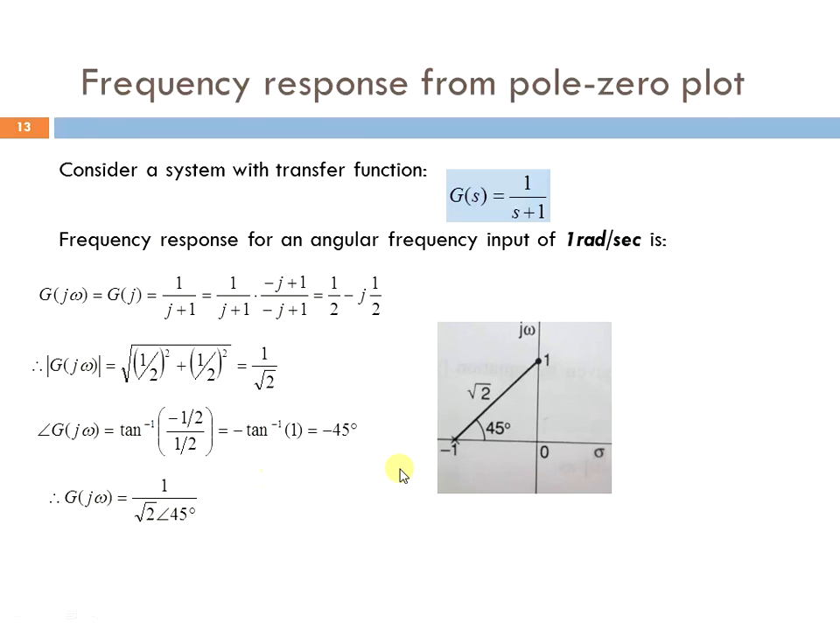Now if we consider the pole-zero plot of the given transfer function 1 over s plus 1, it only has one pole, which is sitting at negative 1. And if we draw a straight line from this pole to the input frequency, which is equal to 1, and it is going to be sitting on the j omega axis, we find that this line has a magnitude of square root of 2, and it makes an angle of 45 degrees with the positive real axis.